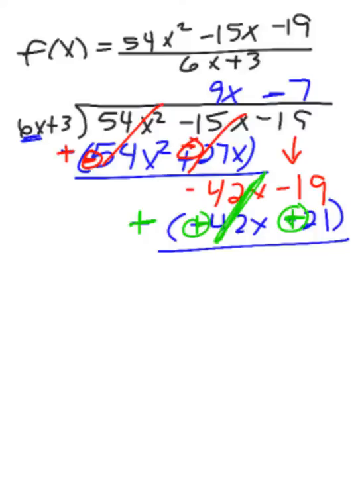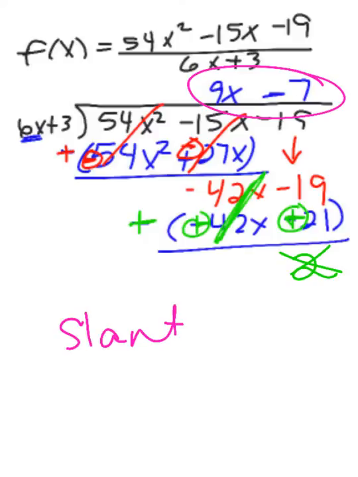Negative 19 plus 21 is positive 2. So that's my remainder. Positive 2 is my remainder, but that's not what I want. I don't want that part of my slant asymptote. I want this part up here. So my slant asymptote is y equals 9x minus 7.